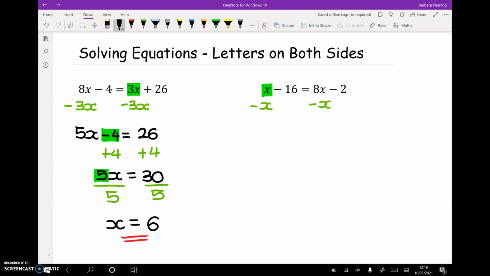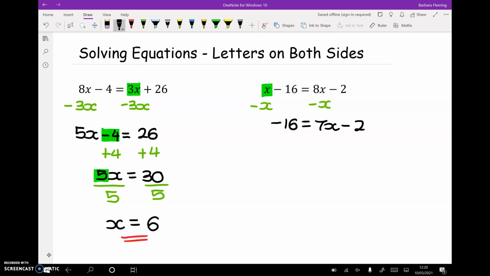X take away x is 0, and you still got your negative 16. Make sure you don't lose that negative sign. You've got your equal sign below the one above. 8x take away x is 7x, and we've still got our subtract 2.